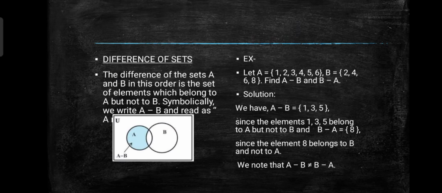Next, difference of sets. The difference of sets A and B in this order is a set of elements which belong to A but not B. So in A, I'm giving you example 1 to 10. And in B, I'm giving you elements of 5 to 10. So in A, the elements are 1, 2, 3, 4, 5, 6, 7, 8, 9, 10. And in B, you have the elements 5, 6, 7, 8, 9, 10.